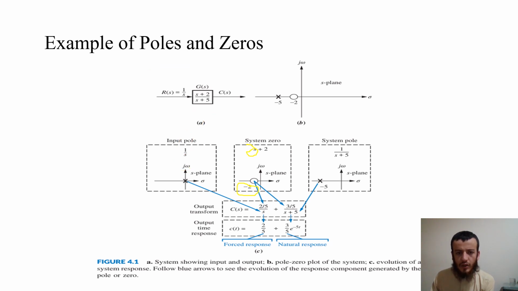And our system pole that makes our transfer function infinity is what? It is -5 here. If you put -5 here, then the function will become infinity. This is the pole at -5. This is the output transfer function. This is the output.